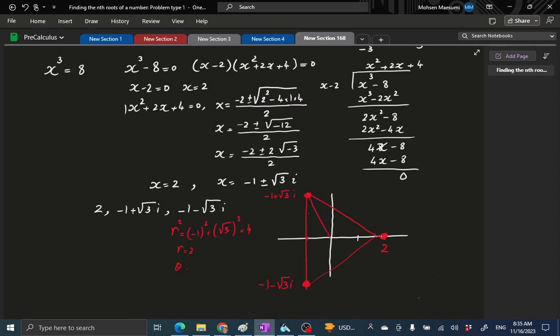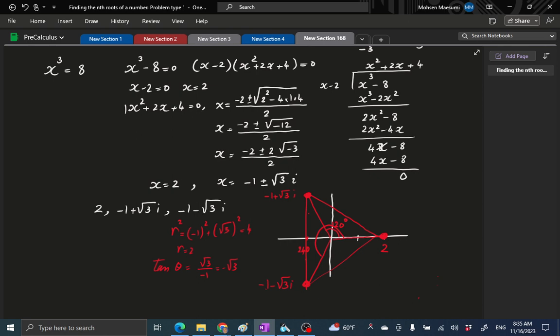At what angle is it? This angle, well, tangent of that angle is going to be b over a. That's going to be radical 3 over minus 1, or just minus radical 3. What angle is that? Well, that's 120 degrees. Is that right? You can likewise find out that this one is also 2 away, and this angle is 240 degrees. And of course this one is, you can say, at angle 0 if you wish.